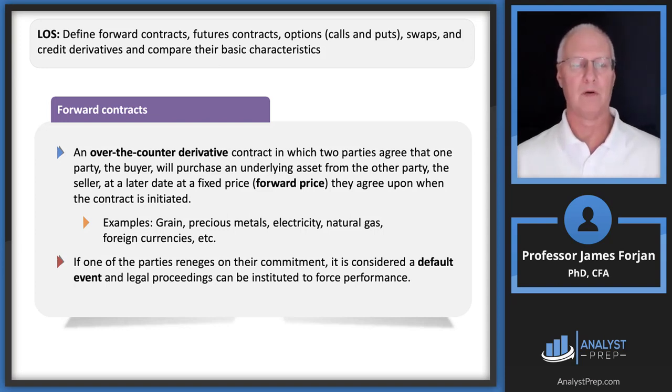Now, one of the interesting features about forward contracts is that when we agree to trade today, and we agree on a price, that's not going to be today's price. That's going to be the price at some date in the future. So we call that a forward price. And notice in that blue arrow point, we have the words at a fixed price.